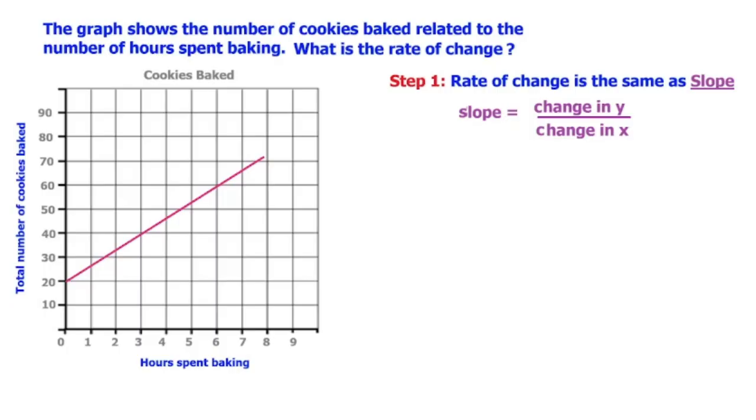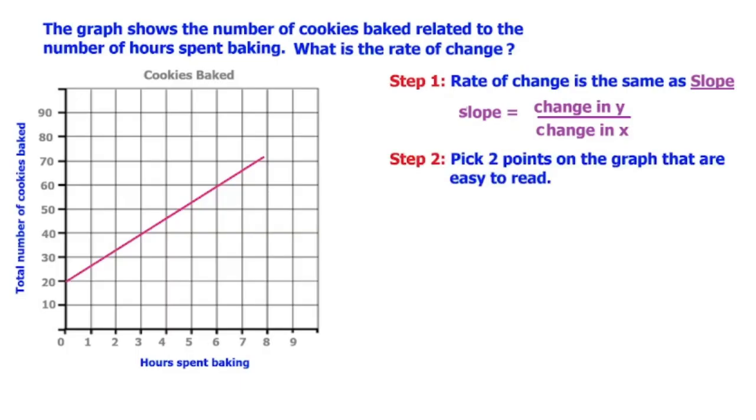So you would pick 2 points on the graph that are easy to read. Okay, you want to pick something that's not in between here because you don't exactly know what that number is precisely, so it would be harder to calculate. So let's pick these 2 points that actually cross right at the intersection of two lines, right? Those are the easiest to read.